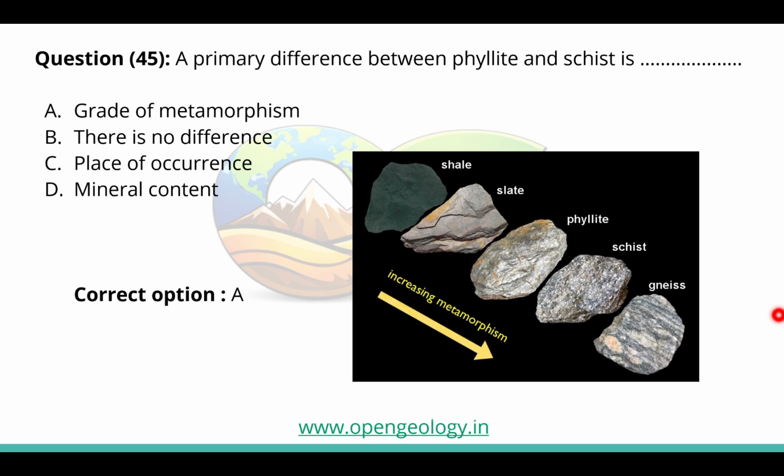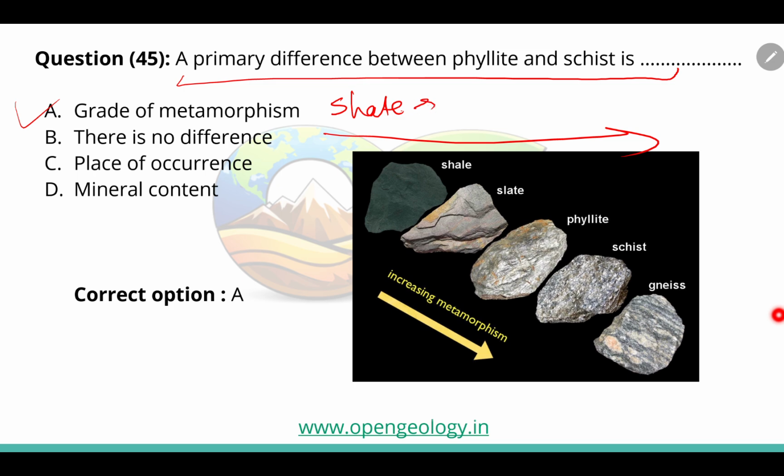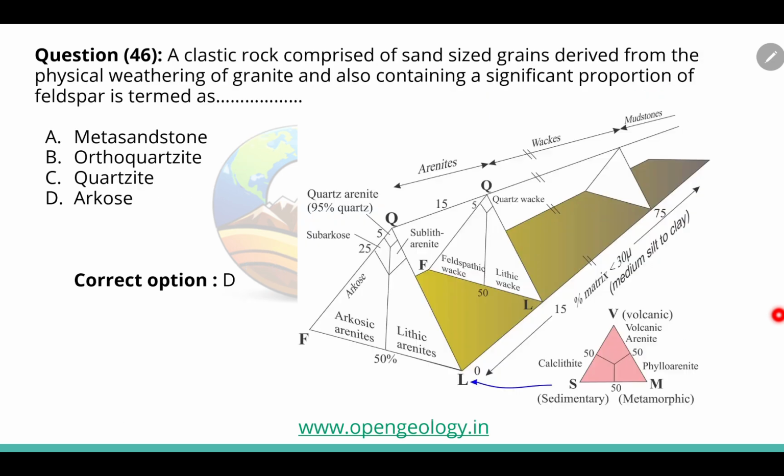Another question: the primary difference between phyllite and schist. It is the grade of metamorphism. Whenever we talk about metamorphism, it starts with the shale. Although it can be any rock, in general shale will be converted into slate, slate into phyllite, phyllite into schist, and schist into gneiss. So the first option will be our right answer.